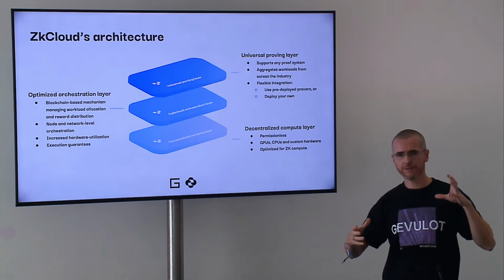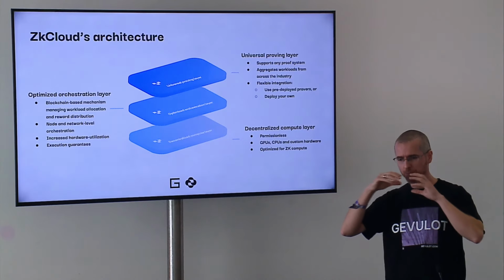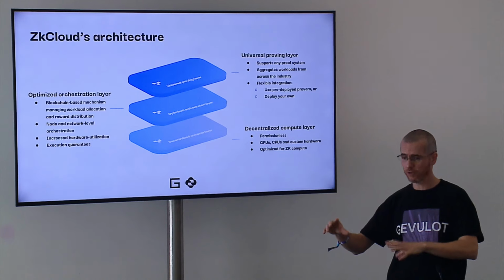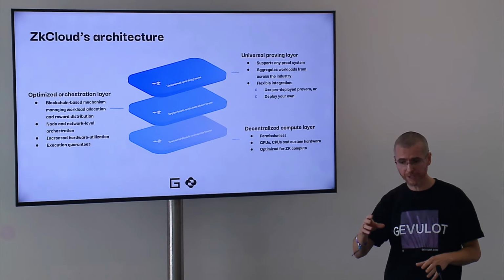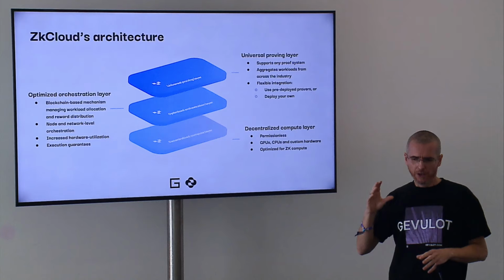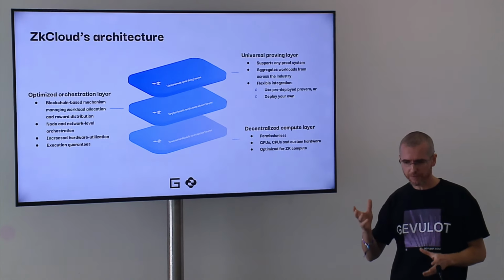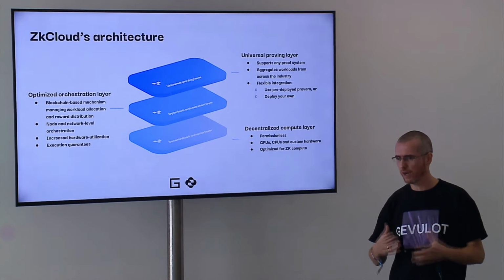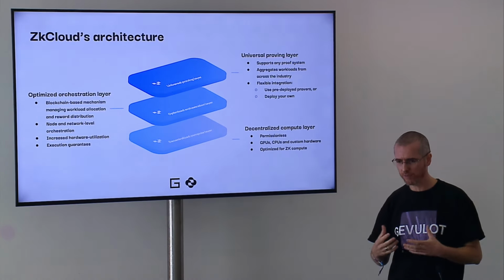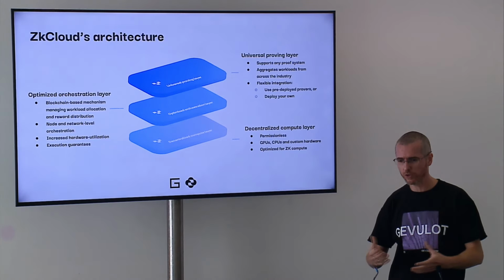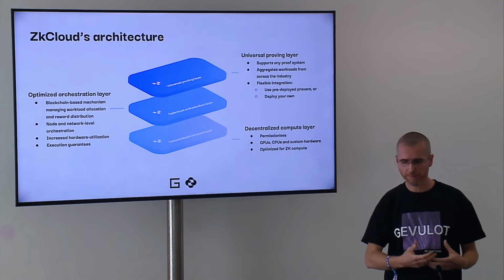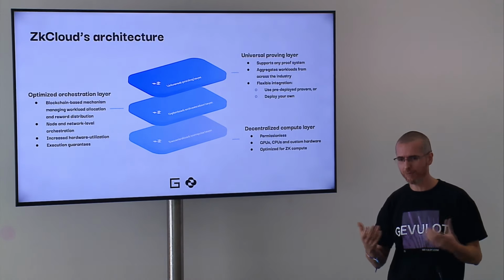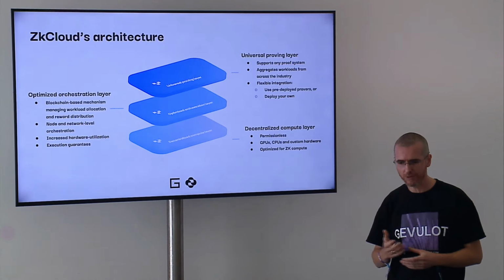The architecture has three main layers: a universal proving layer, an orchestration layer, and then a decentralized compute layer. For the proving layer, let's start with that. Why is it universal? It's universal because it supports any proof system. So we don't have our own product, ZKVM, ZKEVM, whatever. We don't write our own circuits. We don't have our own proof system. We have no preference for DSL. Anything that can be basically compiled into an ELF binary could be run on Gevulot.